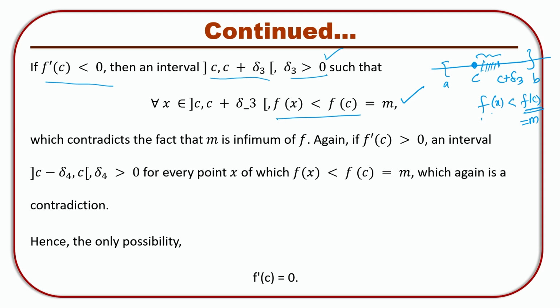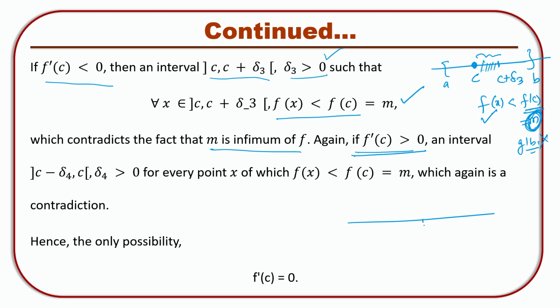Now as you can see, f(x) is less than m, and m cannot be an infimum because it is not a lower bound, it is an upper bound. So the greatest lower bound is not possible here. That's why f dash of c is the fact that m is the infimum of f, right? So now think about f dash of c greater than 0, right?